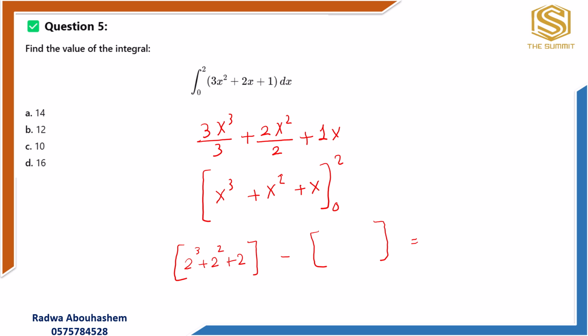Here, no matter what I do, it would just be 0. Okay, so 2 power 3 is 8. 8 plus 4 is 12. 12 plus 2 gives me 14. So 14 minus 0 gives me 14.